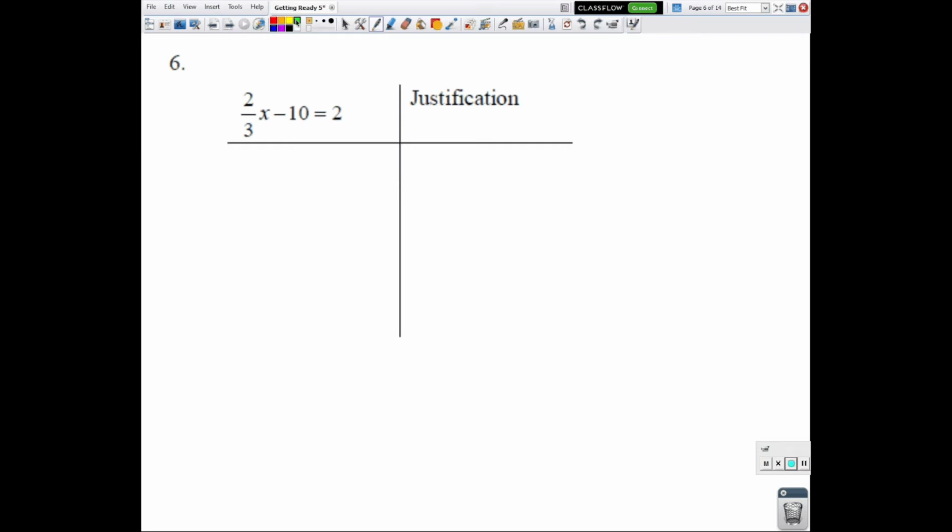Okay, number 6, 2/3 x minus 10 equals 2. First, we'll need to get rid of that subtracting 10. So the inverse of subtraction is to add 10 to both sides. So addition property of equality. And we would be left with 2/3 x equals 12.